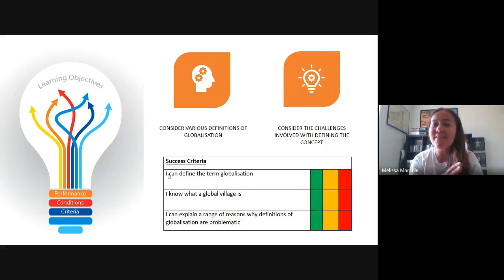Of course, green, you're feeling good. Amber, kind of getting there, but I need to go over it a few more times. And red is, no, you're talking Arabic or French or a language that I don't understand, I haven't got a clue what you're saying. Now, if you ever feel that you are red, you need to get on your emails and email me and I can help you.